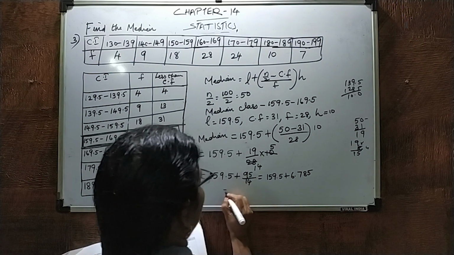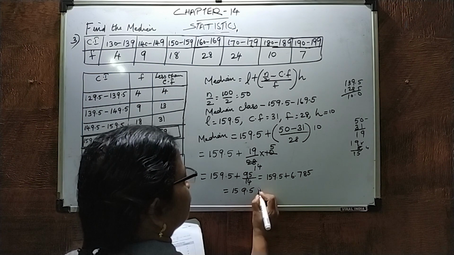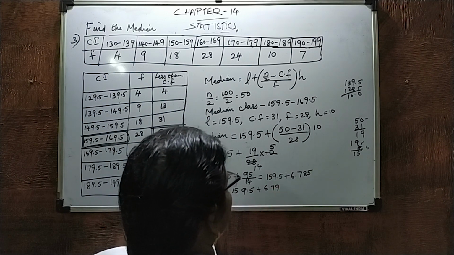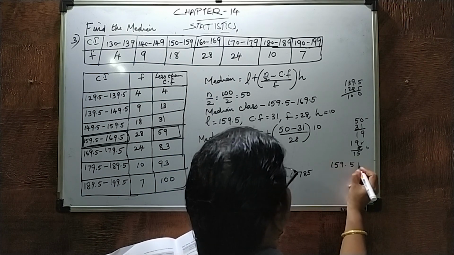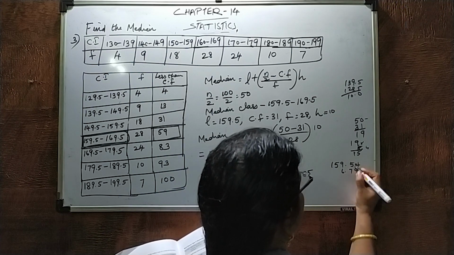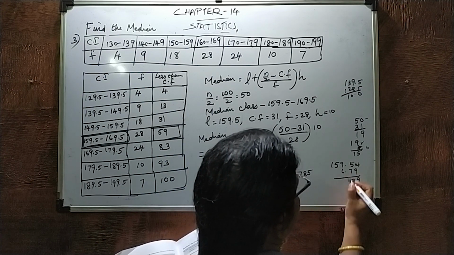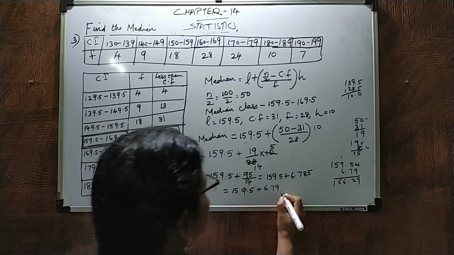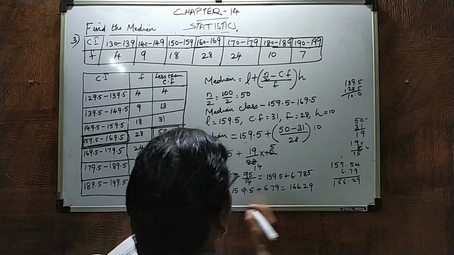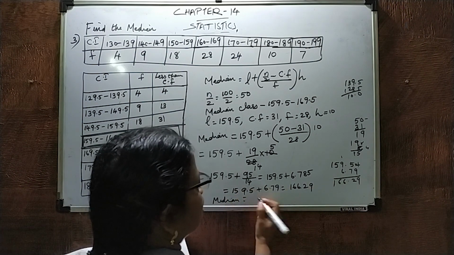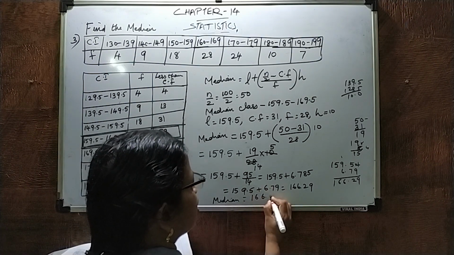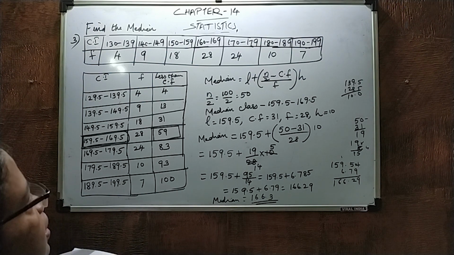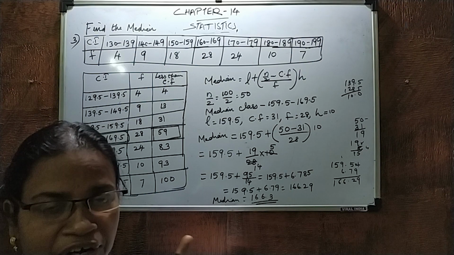So it will be 159.5 plus 6.79, which gives 166.29. Taking the approximation, the median equals 166.3 units. This is the answer. Okay, so this is the third question. Here the classes were not continuous. Always make them continuous and then do it.